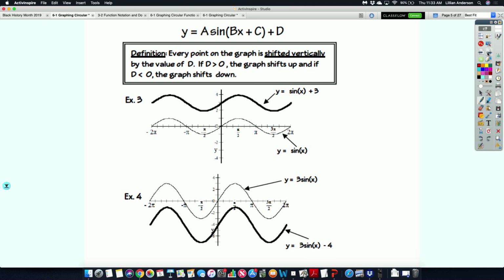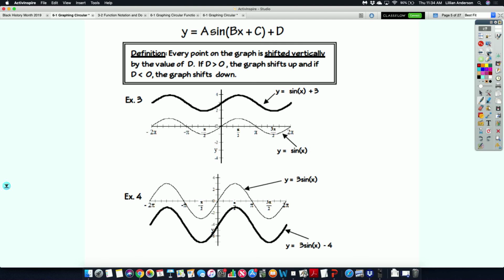Every graph is shifted vertically by d, so the number that's on the outside affects your y's as well. If d is greater than 0, we know it goes up. Less than 0, it goes down. And as you can see, that's already printed for you on your foldable. The thicker line represents the transformed graph. Now, in example 4, you started with 3 sine x, and then you moved it down 4. Multiplications always come before any additions or subtractions, so your stretching comes first before you ever move it up or down.